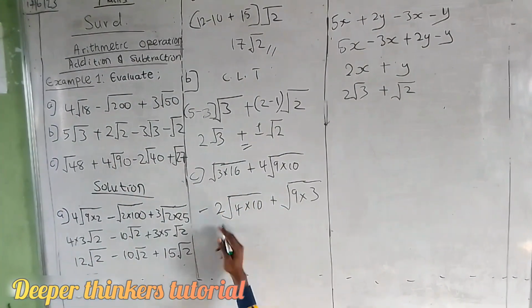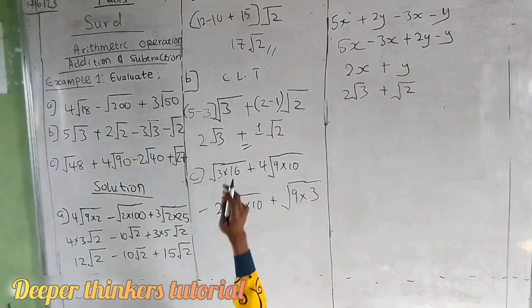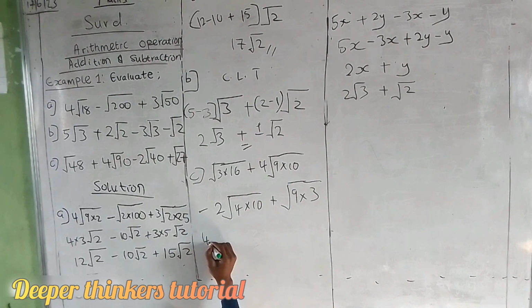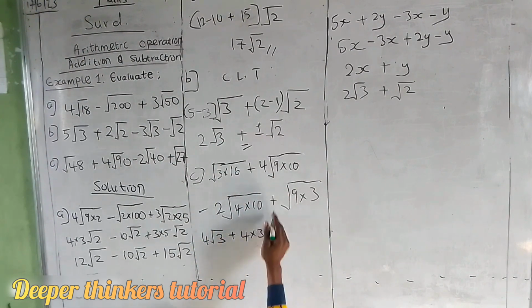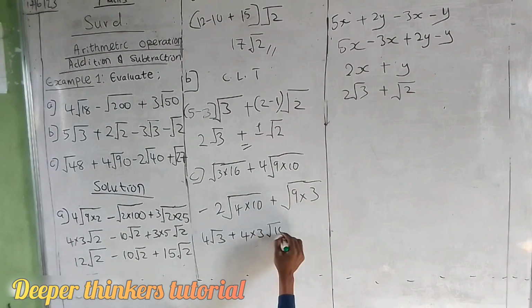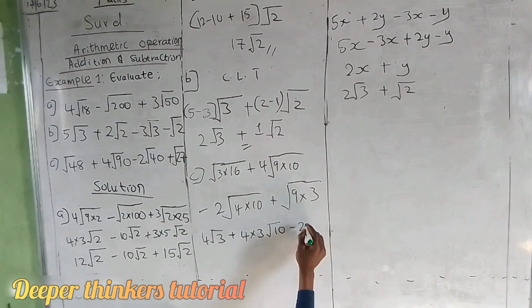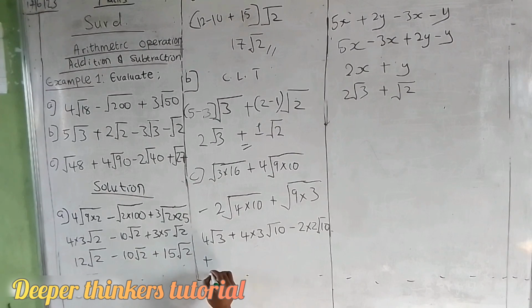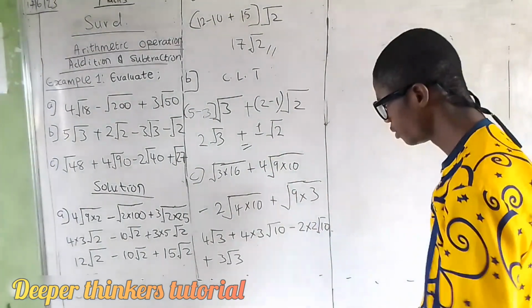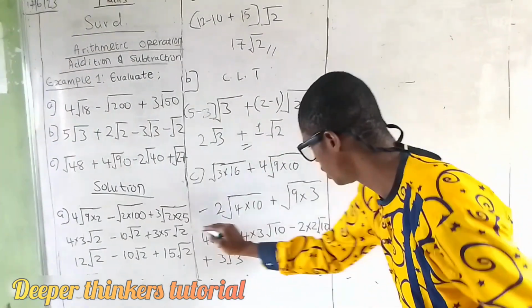So how do we now solve this? From here, what is the square root of 16? We have 4 root 3 plus, the square root of 4 is already outside. What is the square root of 9 multiplied by 3? Because the 3 will come outside. Then root 10. Then finally minus 2 multiplied by, the square root of 4 is 2 root 10. Then plus, what is the square root of 9? 3 root 3. So we are on the verge of getting our final answer. Then here we have our final answer. So this is a step and this is the next step.